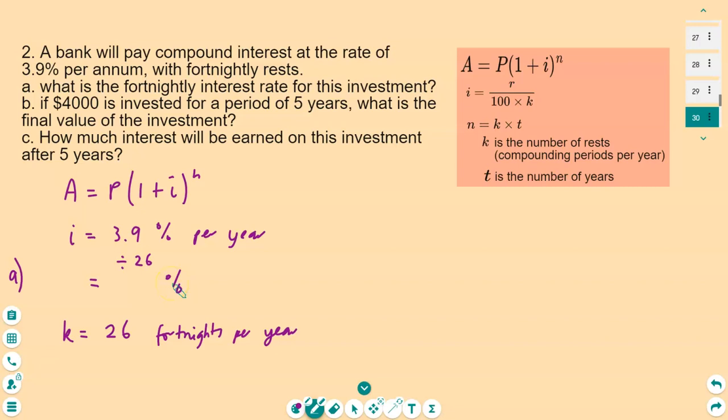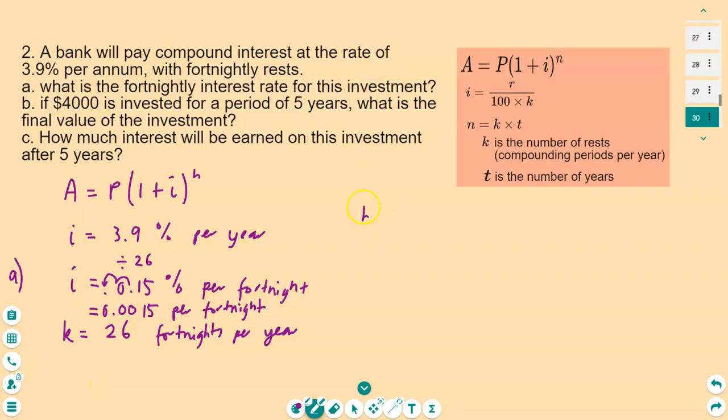So I'm doing in my calculator 3.9 divide 26. And that will give me 0.15% per fortnight. Okay, and while I'm here, I may as well convert that to a decimal because I'll need it soon, it appears. So we put a 0 under that hump. There's 2 zeros here. And per fortnight. We've answered part A. Nice.